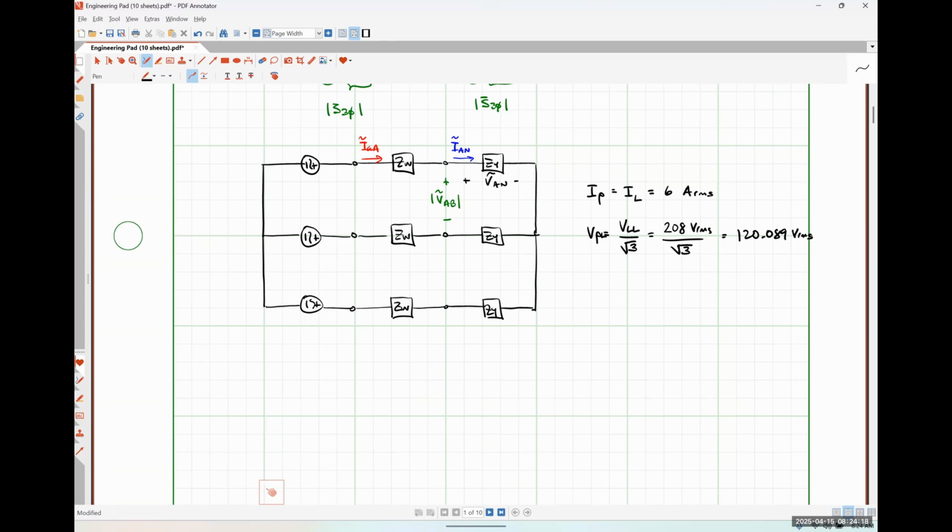Okay. So I now know my phase voltage. I know my phase current, so that gives me the magnitude of my impedance. How am I going to figure out the angle of my impedance?